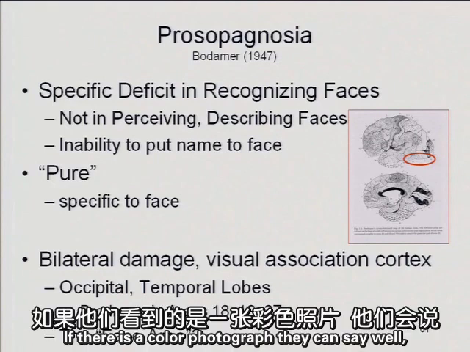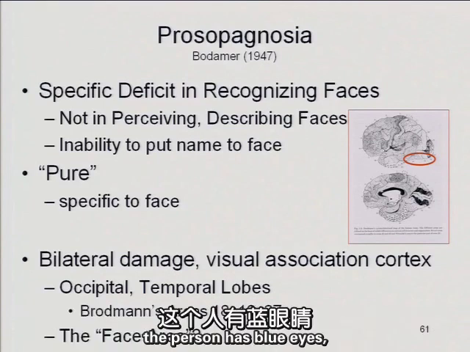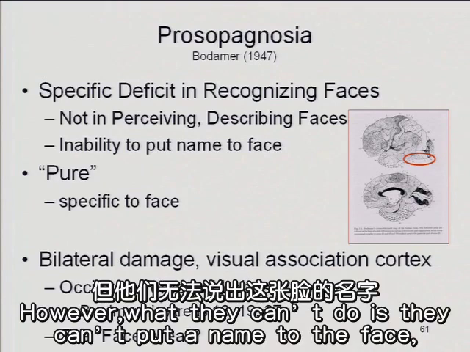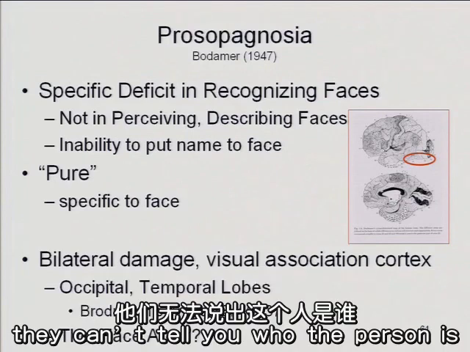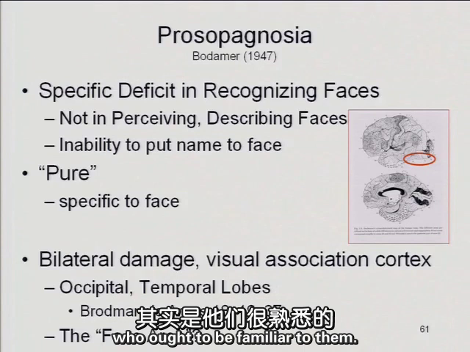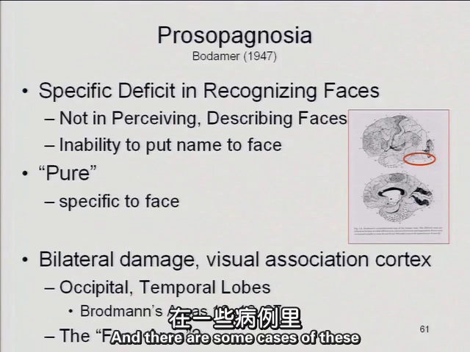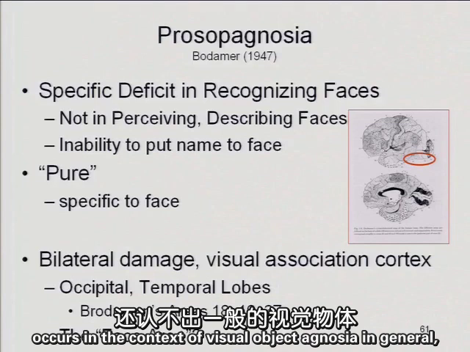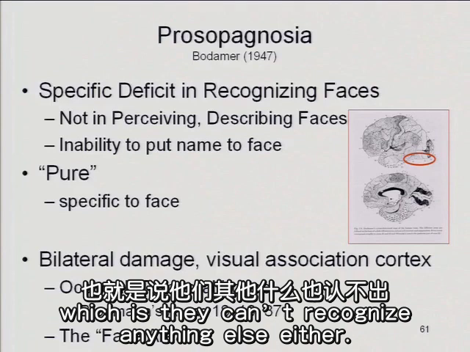If it's a color photograph, they can say, well, the person has blue eyes, and red hair, and freckles, and all these kinds of things. However, what they can't do is put a name to the face. They can't tell you who the person is, even if the face belongs to a person who ought to be familiar to them. And there are some cases of this where the difficulty of recognizing faces occurs in the context of visual object agnosia in general, which is they can't recognize anything else either.